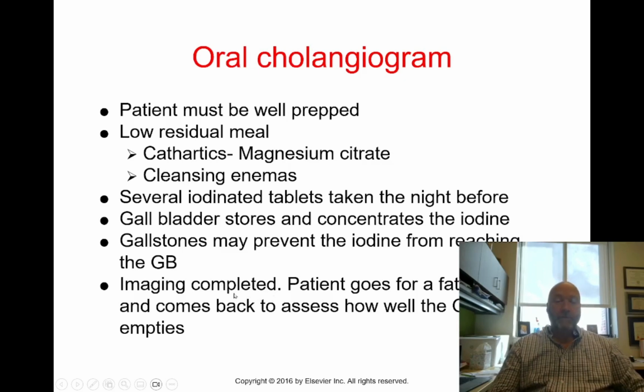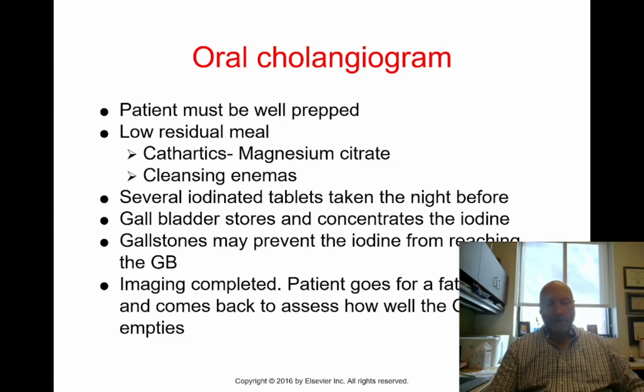If, though, we do get good filling, and we'll take a look at an image here in just a minute, then once we get the imaging done, and we may have to do some obliques to get the spine out of the way, especially if it's an asthenic patient, then the patient goes to the cafeteria and eats some sort of fatty meal, like eggs, which are a good fatty meal for the patient to eat. Then they come back and we do the exact same images that we did before, and we see how well the gallbladder contracted and how well it emptied. So that's what an oral cholangiogram used to be.